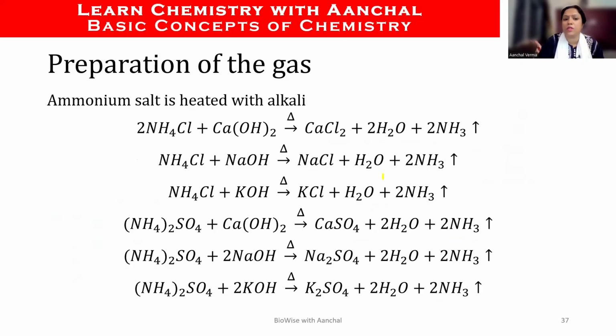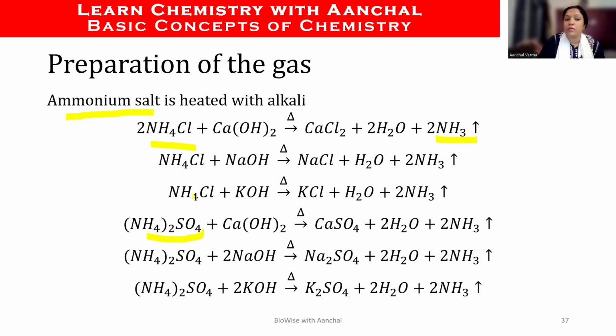How is this gas produced? This gas is produced whenever any ammonium salt is heated with an alkali. Ammonium chloride, ammonium sulfate, when heated with calcium hydroxide, sodium hydroxide, potassium hydroxide, they give you ammonia gas along with the formation of salt and water. So you have salt, water plus ammonia gas formed.